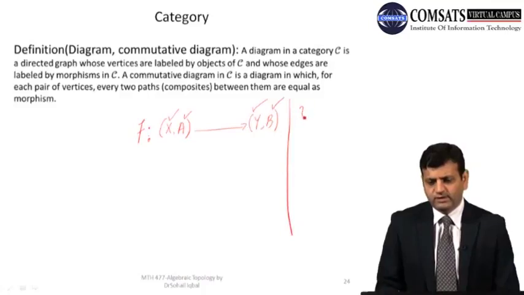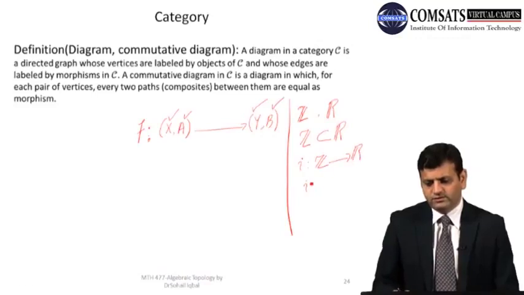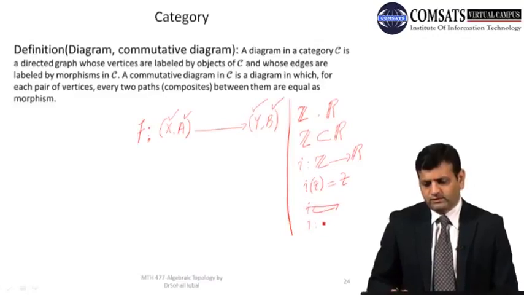Basically it's a very simple idea. For example, if Z is the set of integers and R is the set of real numbers, then of course Z is contained in R. We can also say that there is a function from Z to R, and of course this function is I of z equal to z for any integer z. So this is the inclusion function from Z to R, and sometimes we denote it with this arrow I, so I from Z to R.